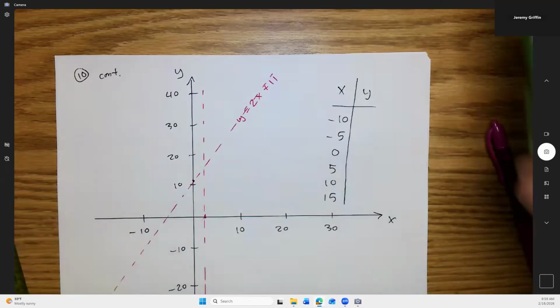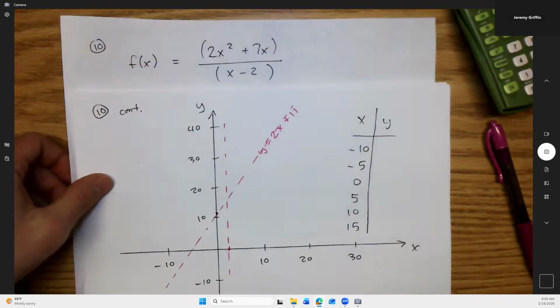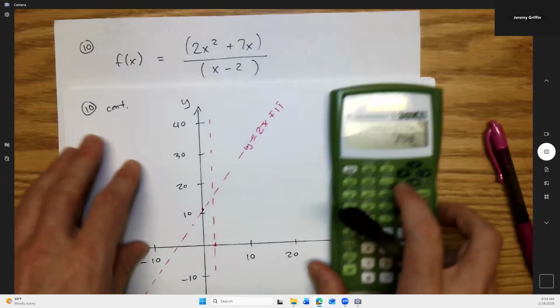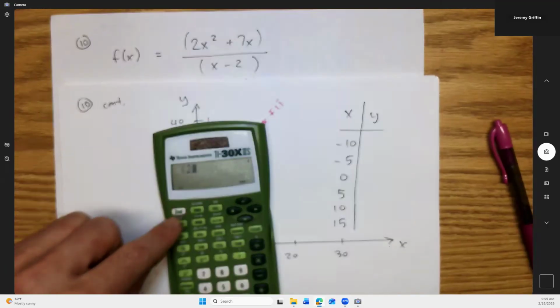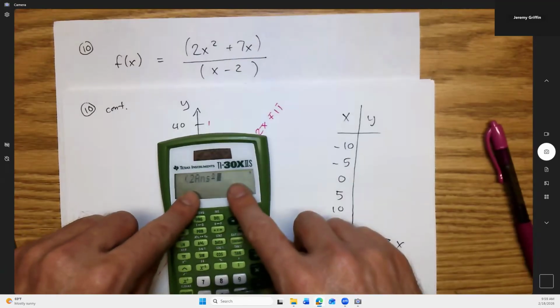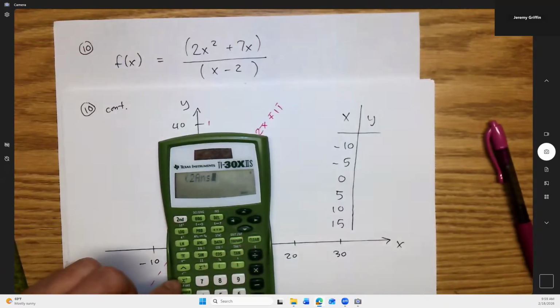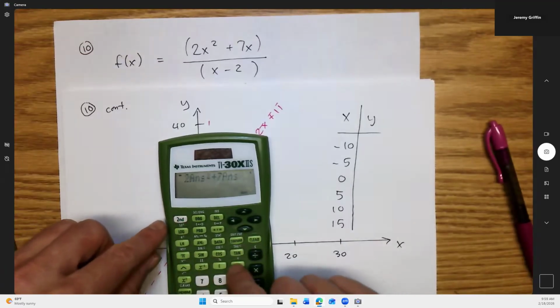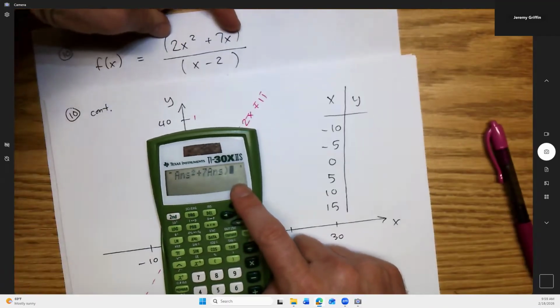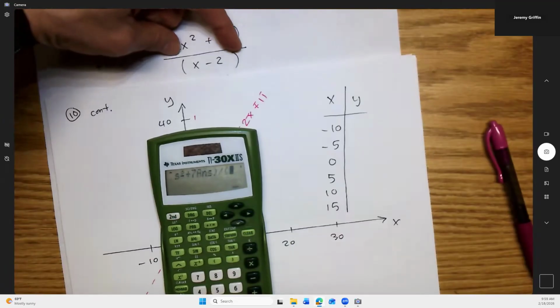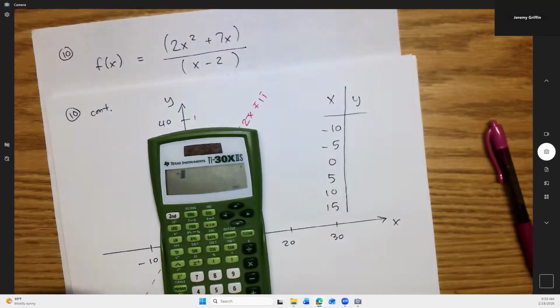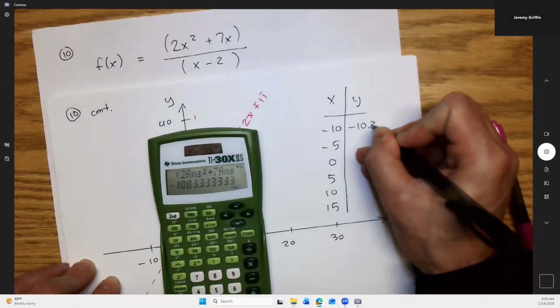Okay, so then go back to the original equation here. In parentheses, do 2 answer squared plus 7 answer. Then close parenthesis, so now all that's grouped together in parentheses. Then divide by, open parenthesis, answer -2, close parenthesis. Great. You guys got that in there? Yeah, answer is taking place of x. Now if I type -10 and plug that in, it's telling me -10.8 something.